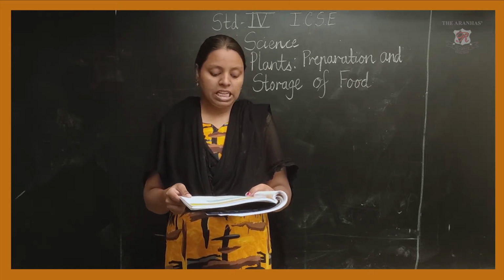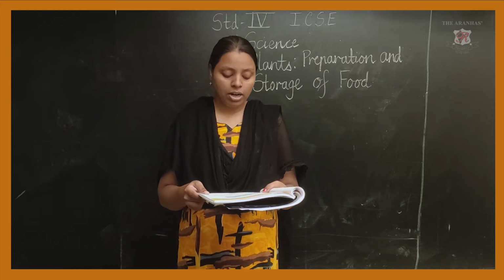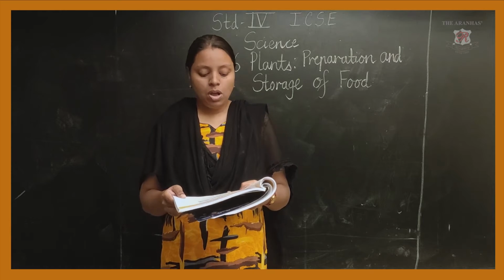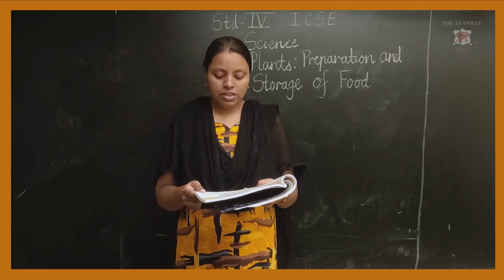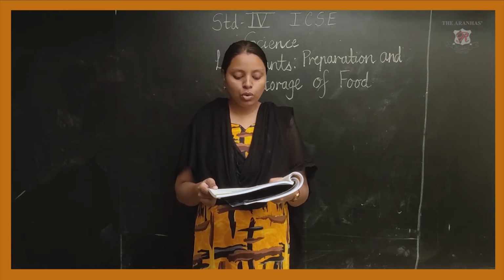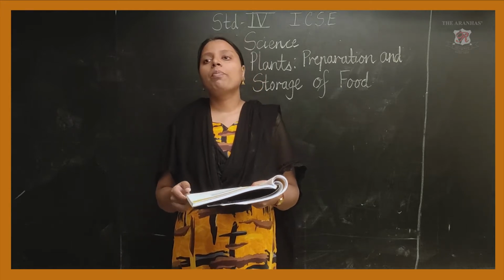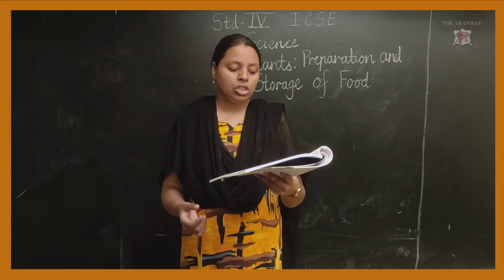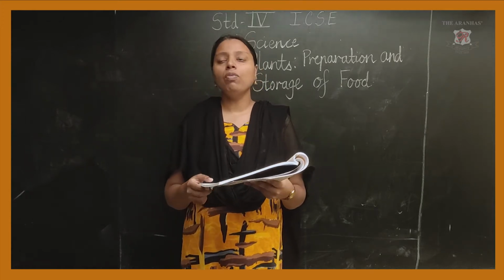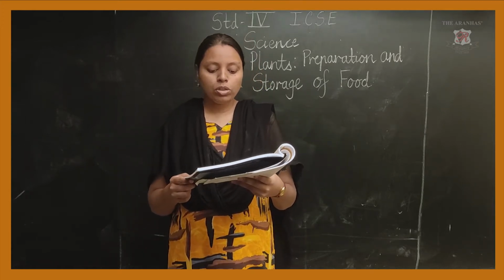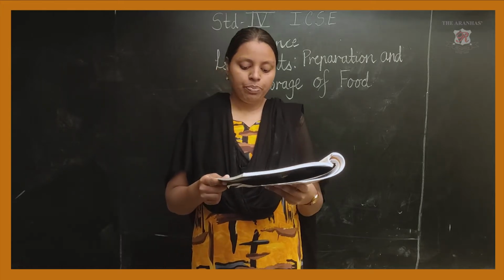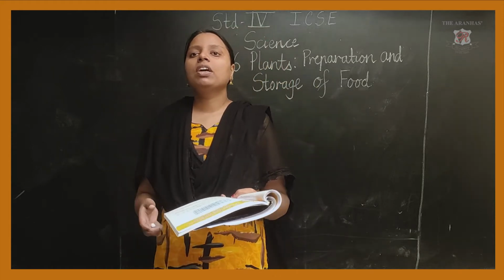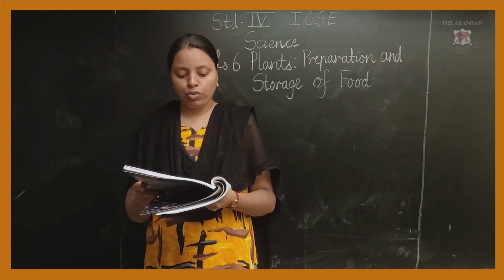The first is the leaf as a food factory of a plant. Why is the leaf said to be a food factory? Most of the plants have green leaves. The color is due to the presence of chlorophyll in these leaves. So, the presence of green indicates that the leaf contains chlorophyll.